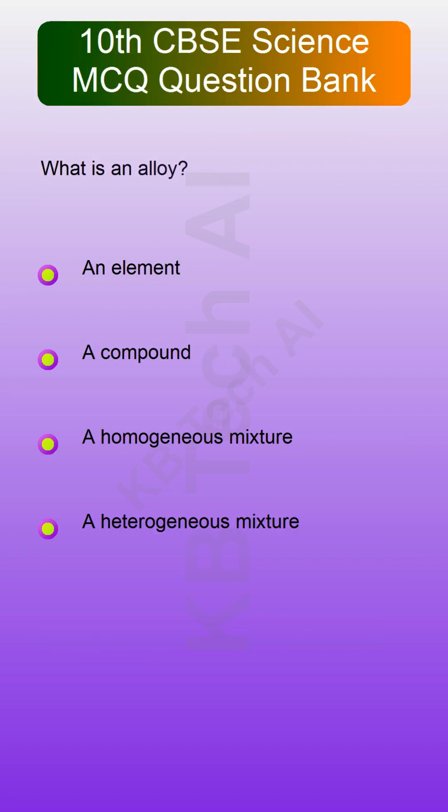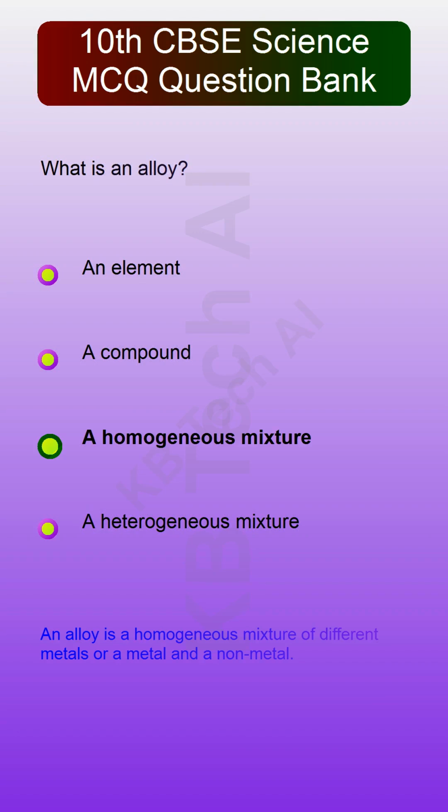What is an alloy? Option 1, an element, option 2, a compound, option 3, a homogeneous mixture, option 4, a heterogeneous mixture. The answer is, option 3, a homogeneous mixture.